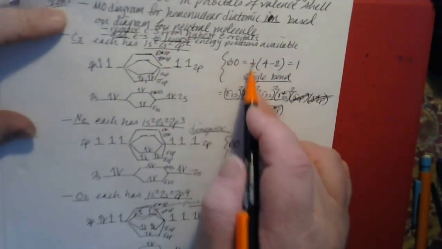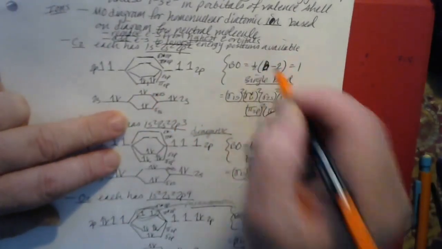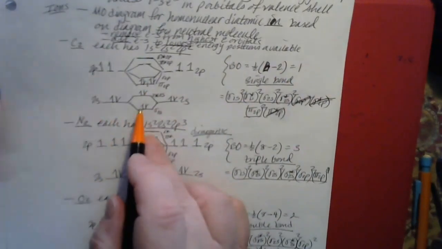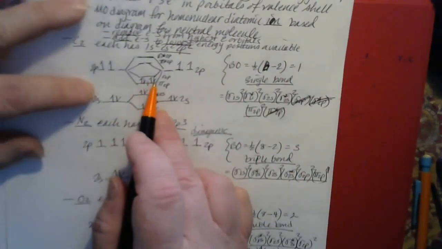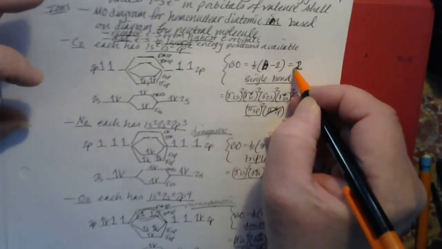The bond order would be 1/2 the number of bonding electrons, which is 1, 2, 3, 4. Wait a minute. In the valence shell, that's actually going to be 6, isn't it? 1, 2, 3, 4, 5, 6 bonding electrons minus 2 non-bonding electrons. That 6 minus 2 is 4. Sorry. And so that means a double bond for C2.